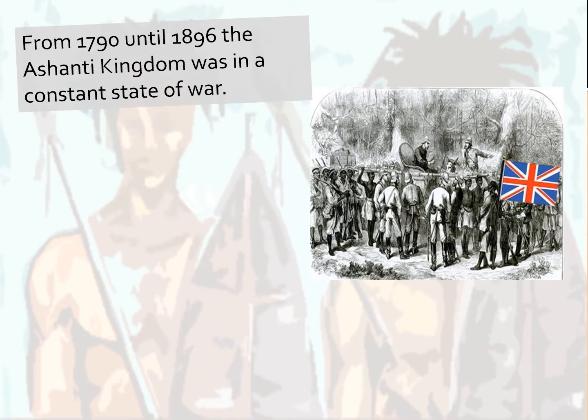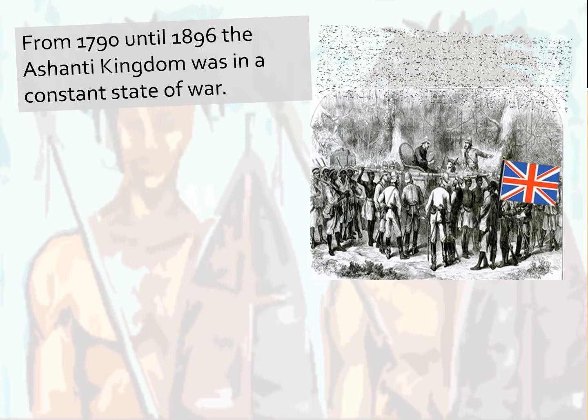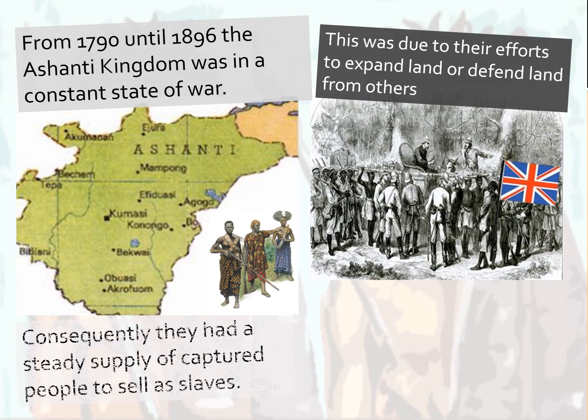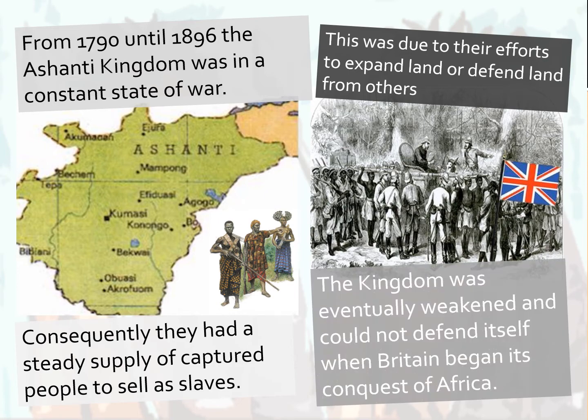Roughly from about 1790 until 1896, the Ashanti Kingdom was in a constant state of war in order to get these people to supply the traders with. This was due to their efforts to expand land or defend land from other people. Consequently, they had a steady supply of captured people to sell as slaves, and eventually the kingdom was weakened and it could not defend itself when the British began to conquer Africa, and they ultimately lost their land to the British.